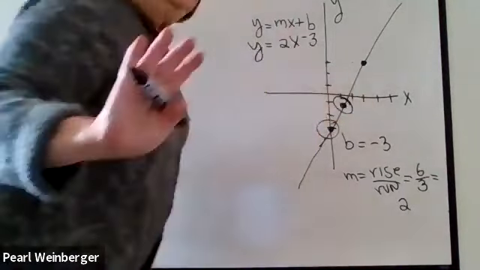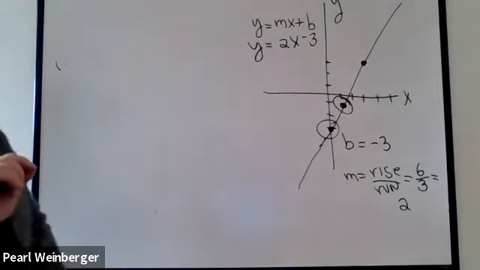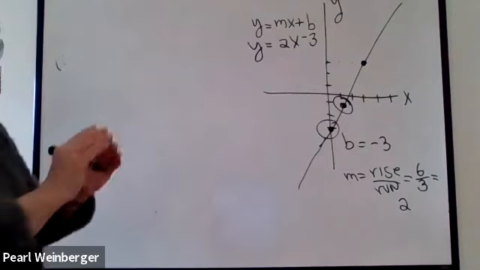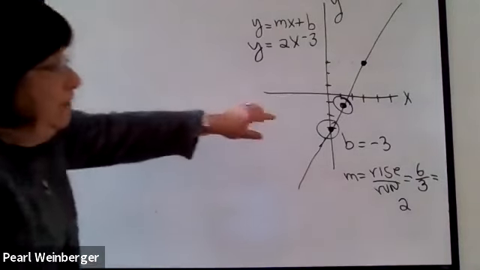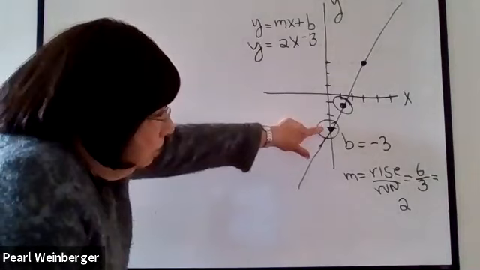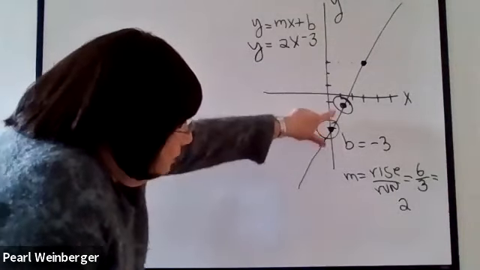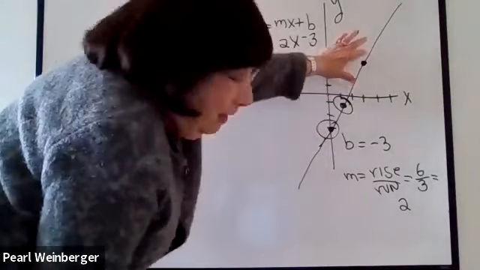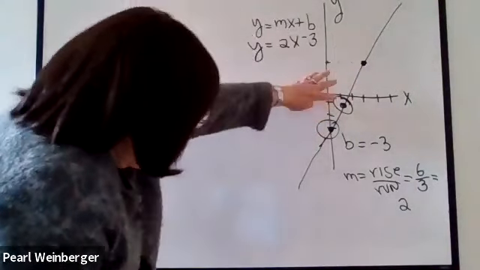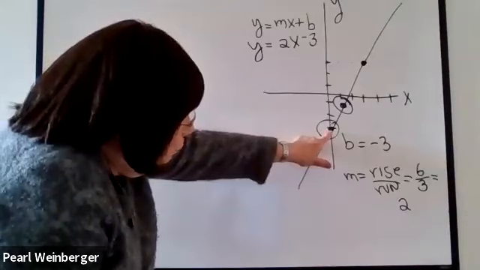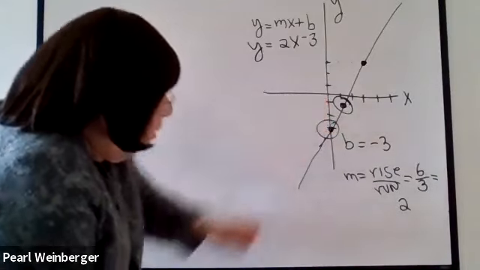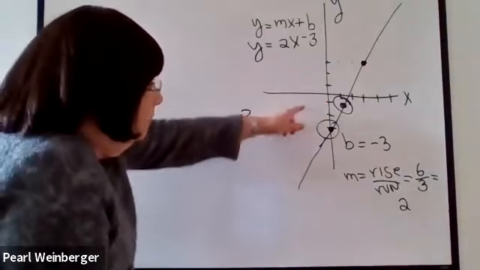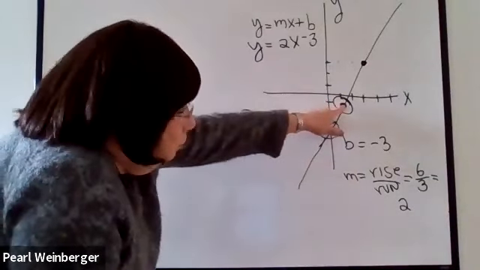Just circle any 2 points. Don't look at all 6 points. Just circle 2 points, and from there figure out your slope. Let's say that instead of circling this one and this one, I circled this one and this one. Then my slope would have been rise 2 over run 1. My rise would have been 2, and my run would have been 1.